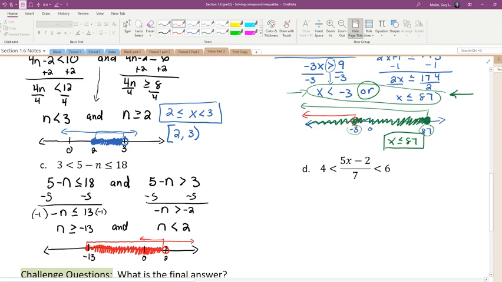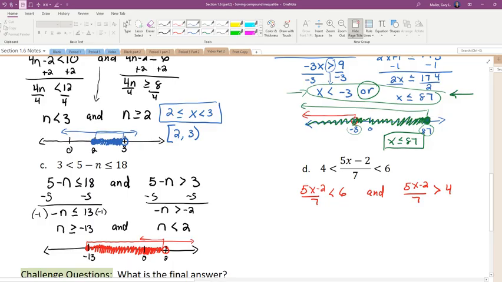All right. And finally, on this last set, this is an "and" situation because they're written together. So I'm going to rewrite it. 5x minus 2 over 7 is less than 6. And 5x minus 2 over 7 is greater than 4.